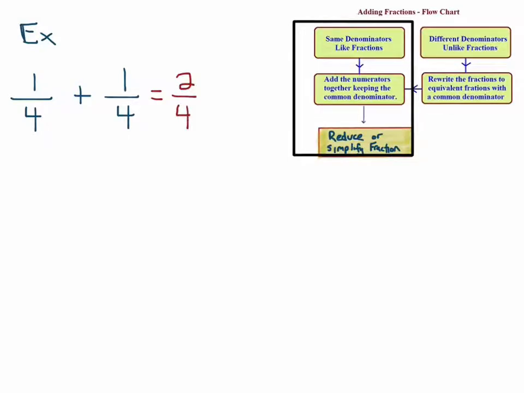So check, check. Now we need to reduce. Reducing is finding a number that can go into both of these. The same number though. So these both can be divided by 2. So this would equal 2 divided by 2 is 1. 4 divided by 2 is 2. So my answer would be 1/2. Alright, so there's example 1. So I'll pause it here.